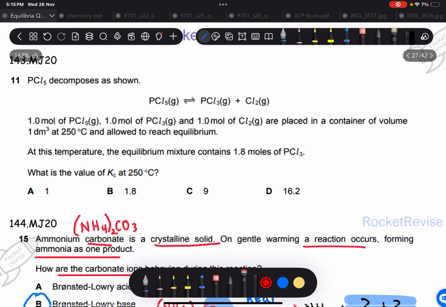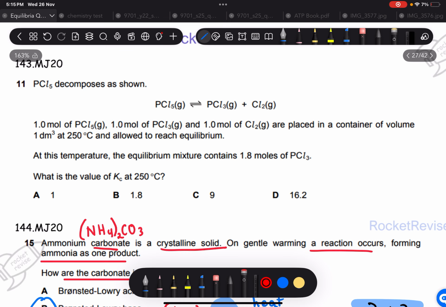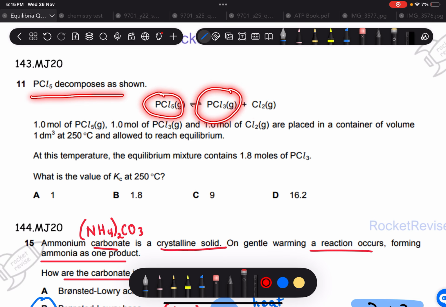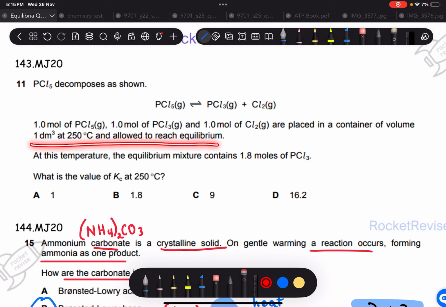Next question, it's about some equilibrium thing. PCl5 decomposes as shown. This is PCl5. It's forming phosphorus trichloride and chlorine. 1 mole of PCl5, 1 mole of PCl3, and 1 mole of Cl2 are placed in a container of volume 1 dm cube and allowed to reach equilibrium. At this temperature, the equilibrium mixture contains 1.8 moles of PCl3. What is the value of Kc? That's a very simple question.